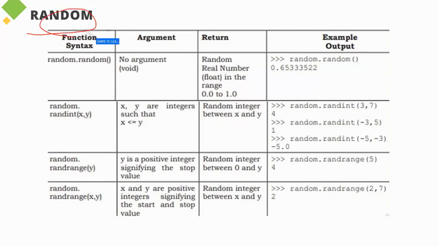If you go with the random module, the syntax is the same. You import random. If you call random.random(), it doesn't take any argument. It provides a real number between 0 and 1, a random real number.